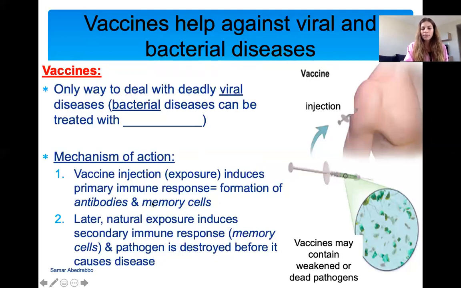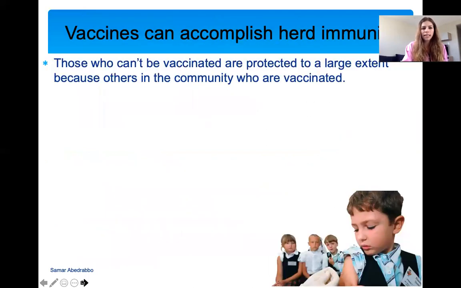The key here is memory cells, meaning that if you get a vaccine for the virus that causes chickenpox, and you're exposed to that virus years down the road, your body already has formed memory cells to target it so that you don't get the disease. And so later natural exposure induces a secondary immune response. Remember, secondary immune responses are stronger and faster, so the pathogen is destroyed before it can even cause disease. And that's why we get vaccinated.